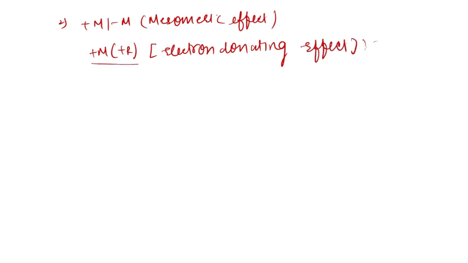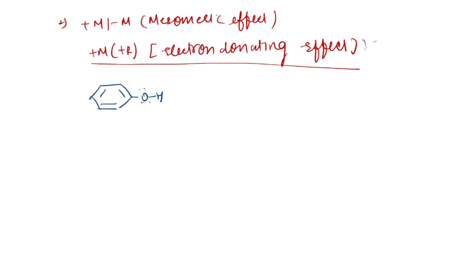On that we're going to talk about the very first effect, that is plus M, or we can say plus R. Plus M stands for mesomeric effect, R stands for resonance effect. So what is the plus M or plus R effect? Let's say we have alcohol, phenol over here.